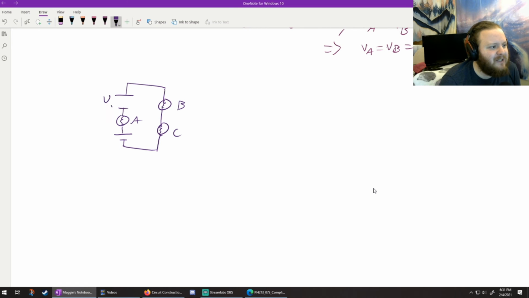Okay, let's look at this one. So we have another student that says, bulb A, as I've drawn it, gets all of the potential difference across one battery. This is another student statement. Bulb A gets all of the potential difference of one of the batteries, while bulbs B and C have to share the potential difference of the other battery. Therefore, bulb A will be the brightest.